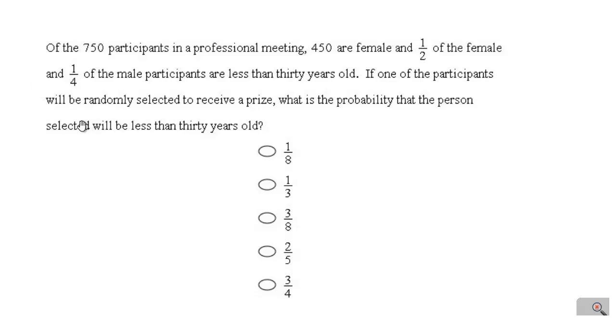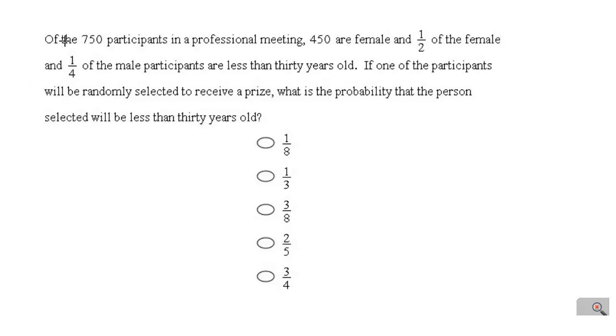So this question says, of the 750 participants in a professional meeting, 450 are female, and half of the female and 1/4 of the male participants are less than 30 years old. If one of the participants will be randomly selected to receive a prize, what is the probability that the person selected will be less than 30 years old?